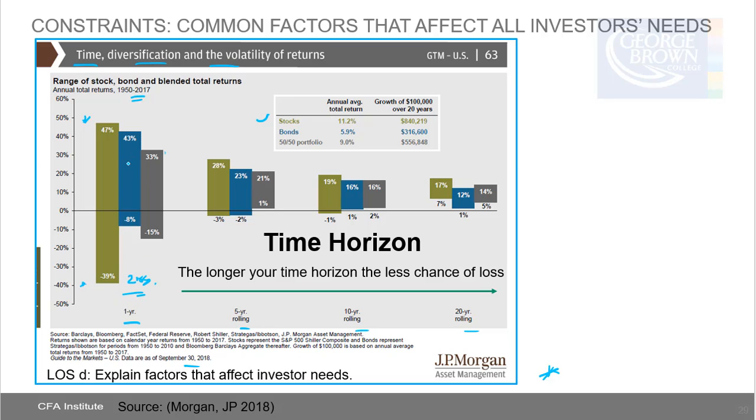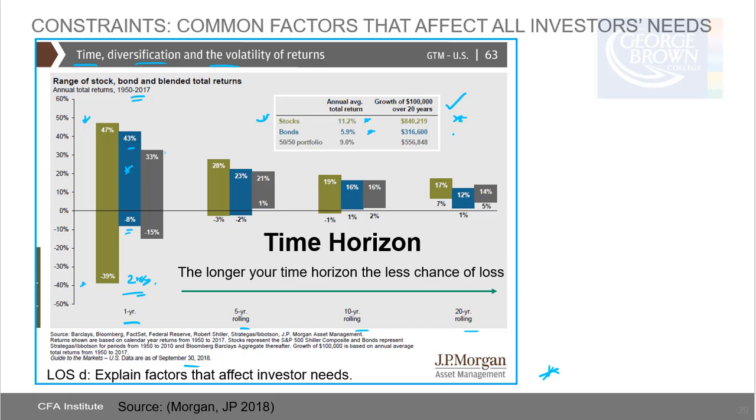Then if we look at the bonds, we can see that there's a smaller range of returns. Best year, 43%. Worst is negative 8%. Okay, and if we look at the average total return for the time period, stocks 11.2% and bonds 5.9%. So they're looking at the growth of $100,000 over 20 years. If your return objective is capital growth, you're going to invest more in stocks.